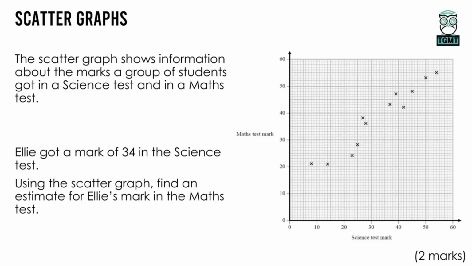For a scatter graph, there's lots of things that you could be asked about. One of the things which comes up quite often, which is not on this question, is an outlier. And an outlier is a point that lies away from the rest of the points, something like this.